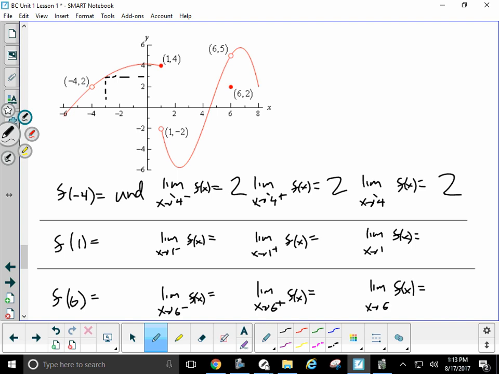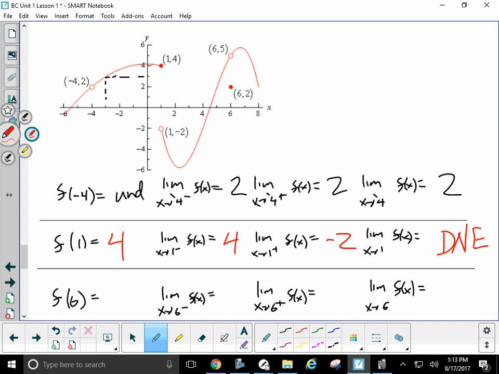We're going to go with Mr. Pittman next. Mr. Pittman, for 1, what do you have? I got 4. 4 is correct. The closed circle is up here, so that is the function value. The limit on the left, 4. Correct. From the left, we are up here at 4. The limit from the right is -2. So in general, it does not exist. Excellent.